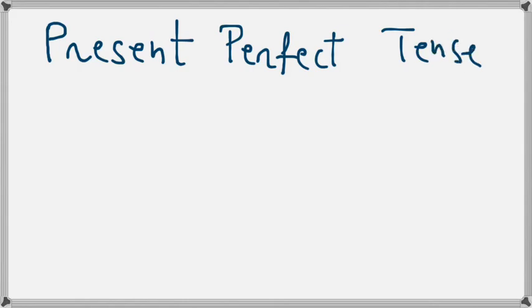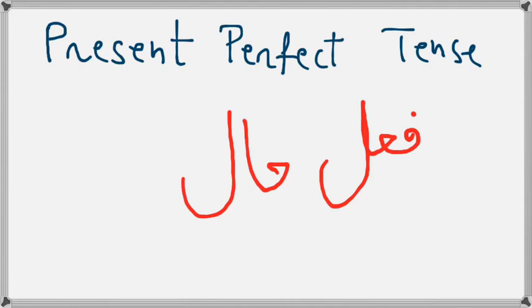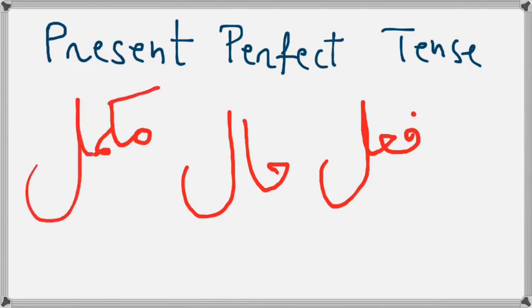Present perfect tense is called fail, hal, mukammal. Mukammal is a thing which is completed. So it's fail, hal. Hal means present. Mukammal. So let's start.